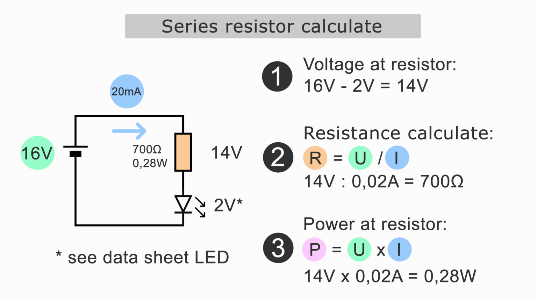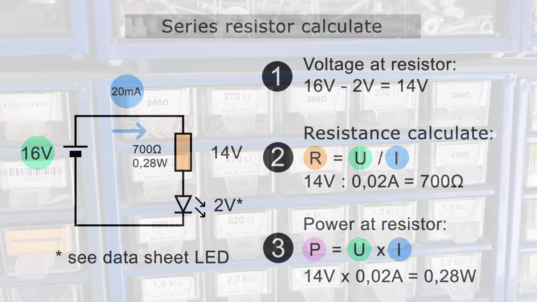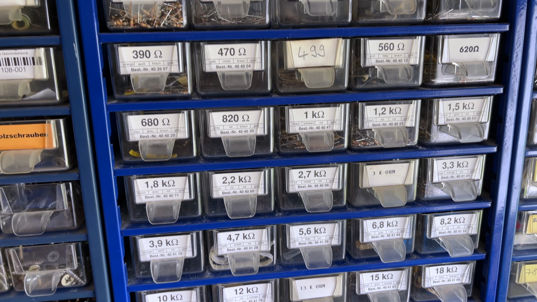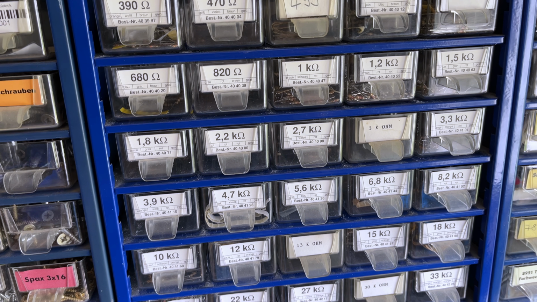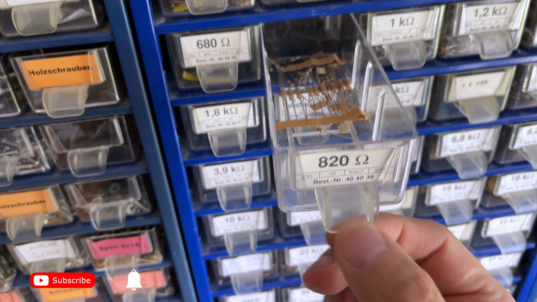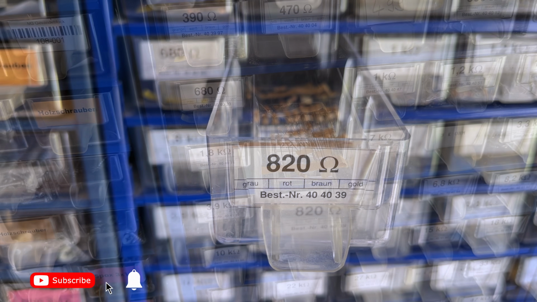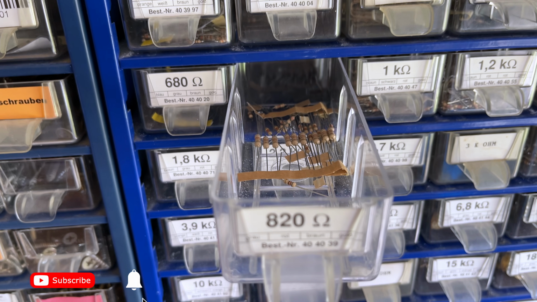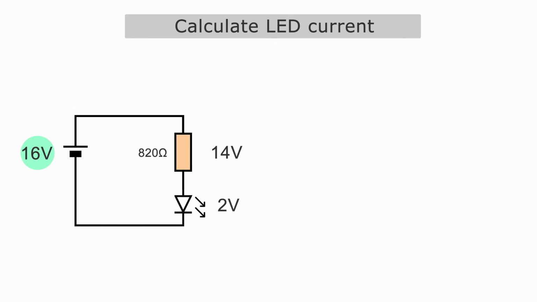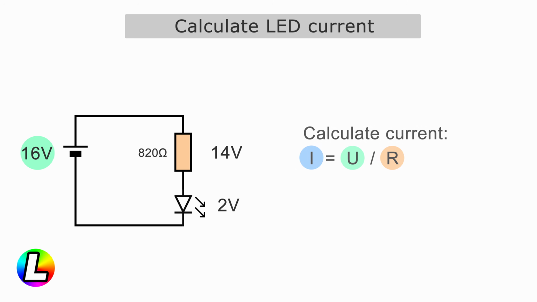Now we will find that not every resistor is necessarily available. For example, in the E12 standard series, there does not exist a 700 ohm resistor, only 680 ohms or 820 ohms. To avoid overloading the LED, I can only use the next larger value. In this case, that would be 820 ohms. Using Ohm's law, we can now also calculate the current at 820 ohms.